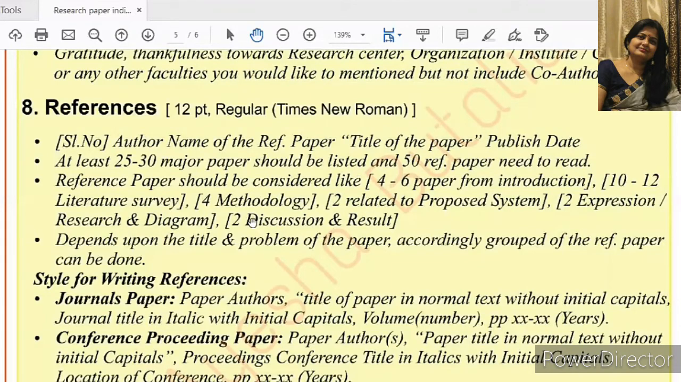It may be that you refer to 10 papers for discussion and results, and out of them 2 you find very, very relevant. That is why I've written 2.